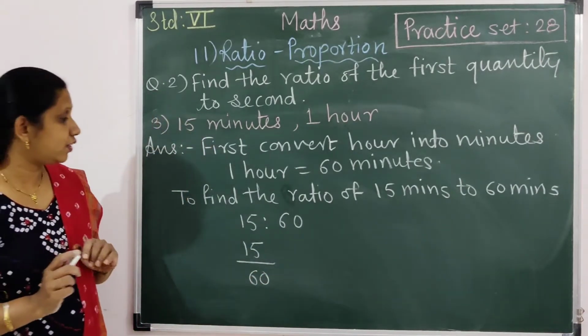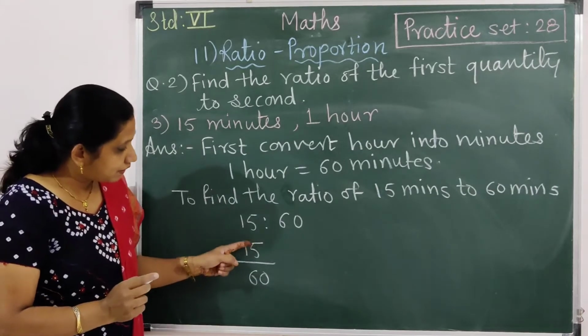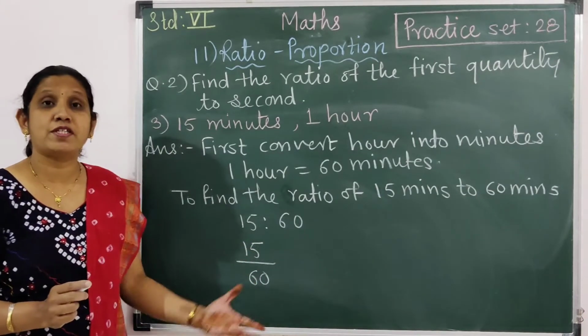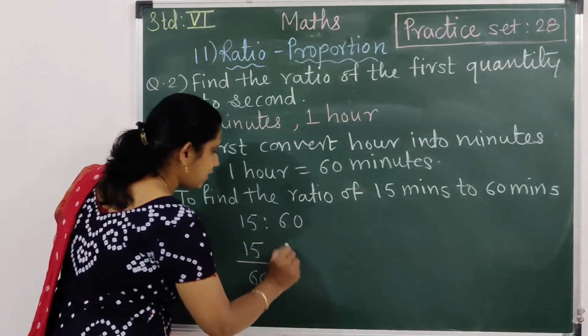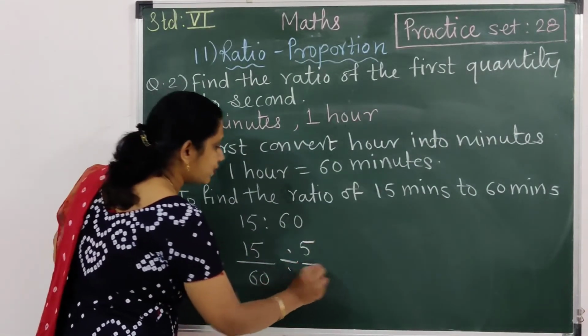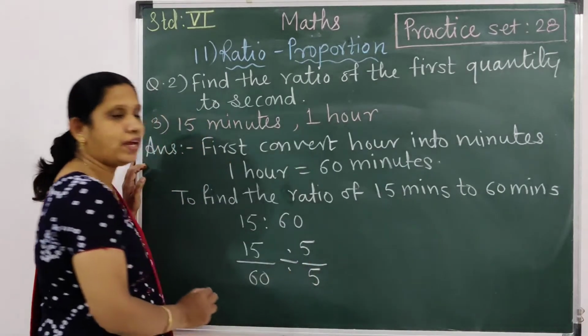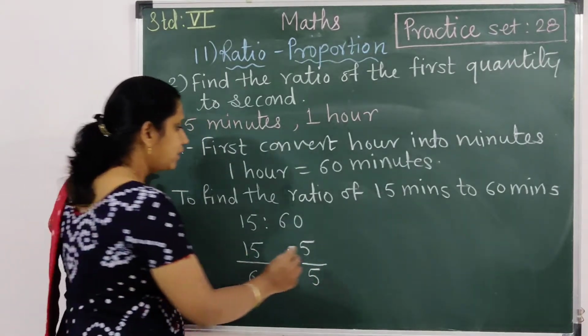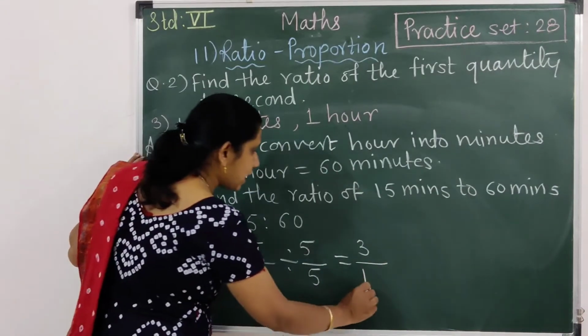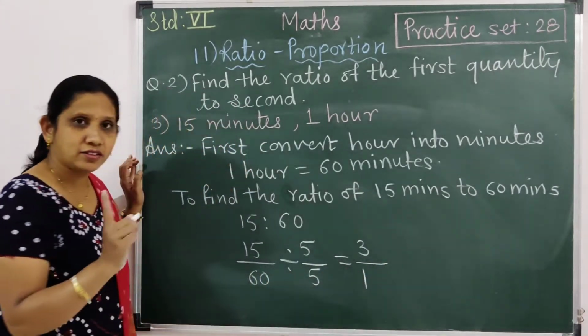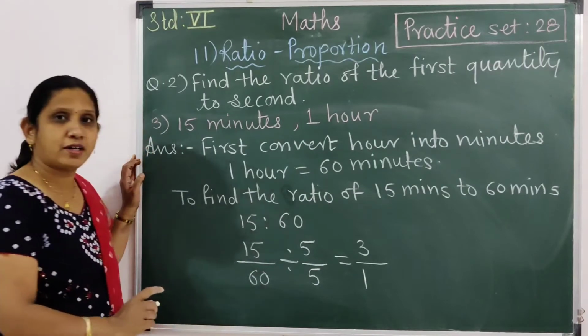Now again children, look at the board. The unit place digits are 5 and 0. It means both the numbers are divisible by 5. So let us divide the numerator by 5 as well as the denominator by 5. Now 5 3s are 15. 5 ones are 5. What remains? 1.